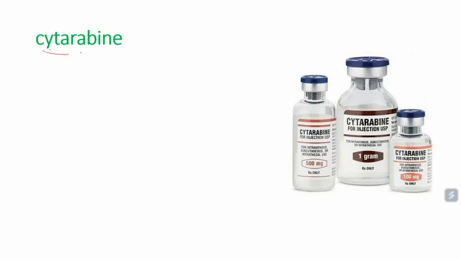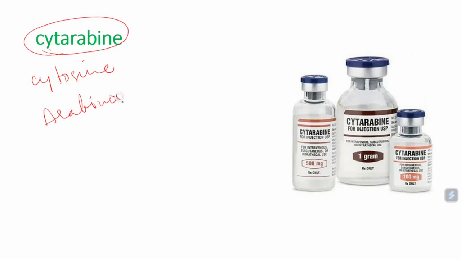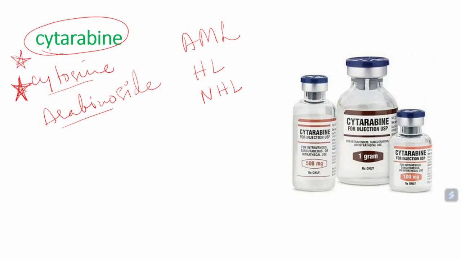The next drug is cytarabine. Cytarabine is another drug which is under the anti-metabolites, the pyrimidine antagonists. Cytarabine is also called cytosine arabinoside. Actually, when I was explaining acute myeloid leukemia, the cytosine drug was there. Cytosine is very commonly used. This drug is very, very effective for acute myeloid leukemia, and also it is effective for Hodgkin's lymphoma and non-Hodgkin's lymphoma.